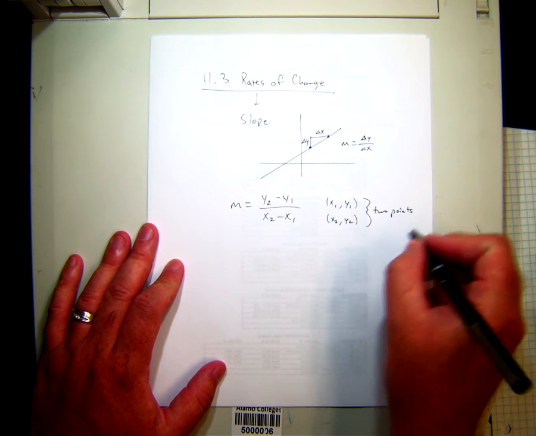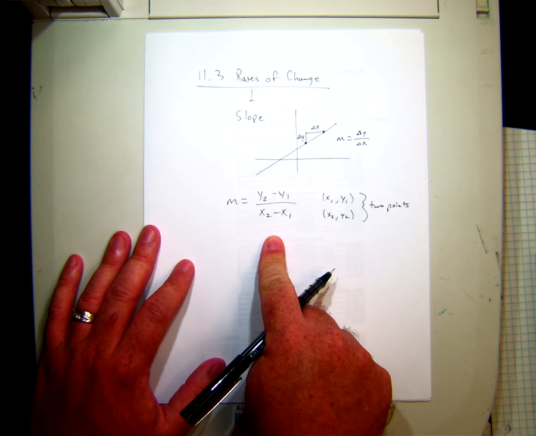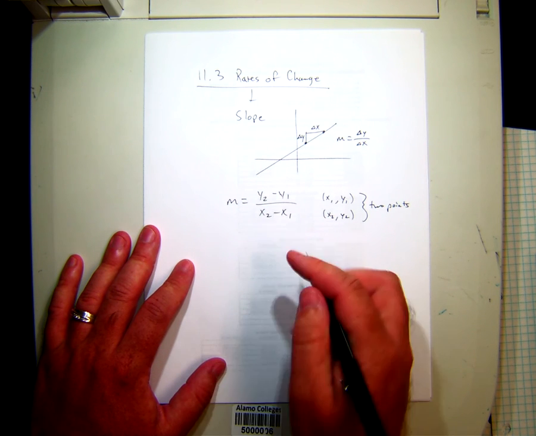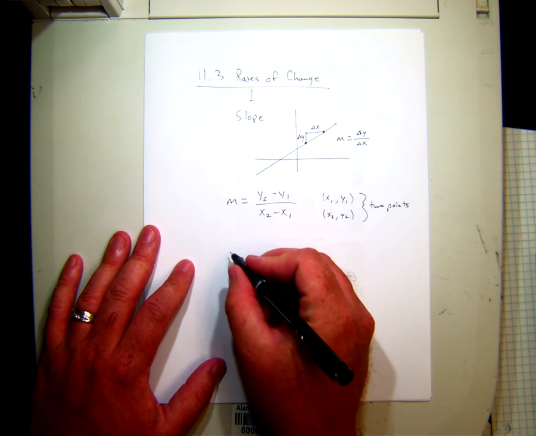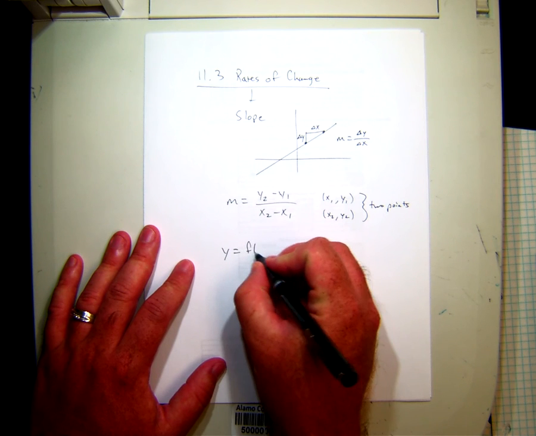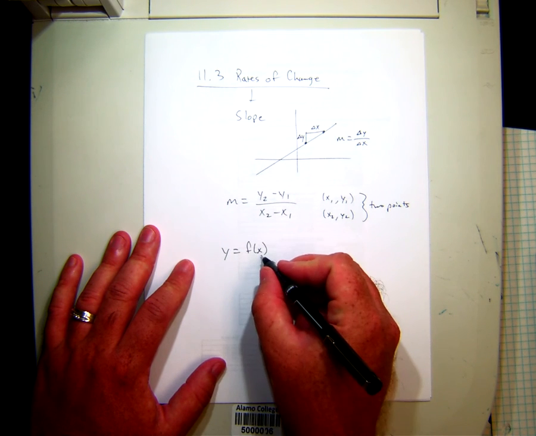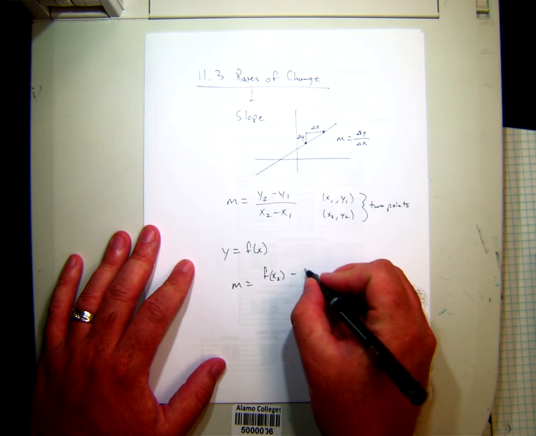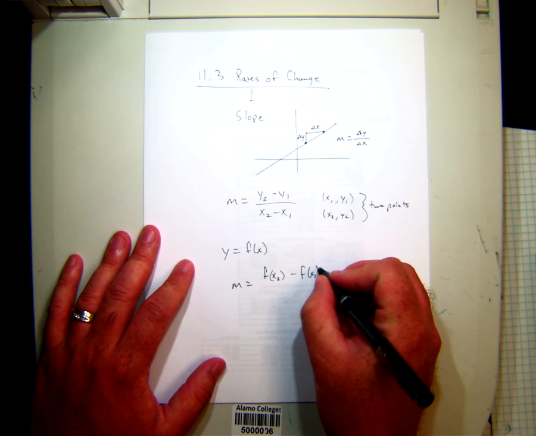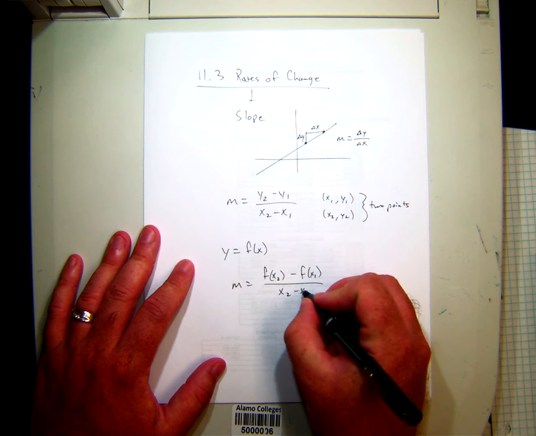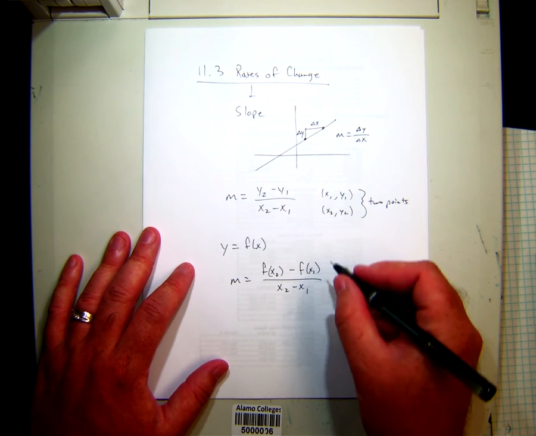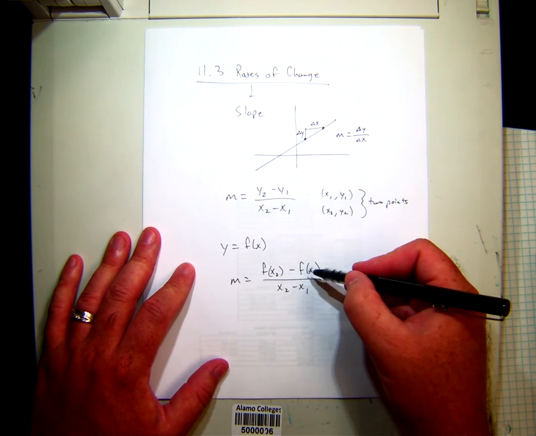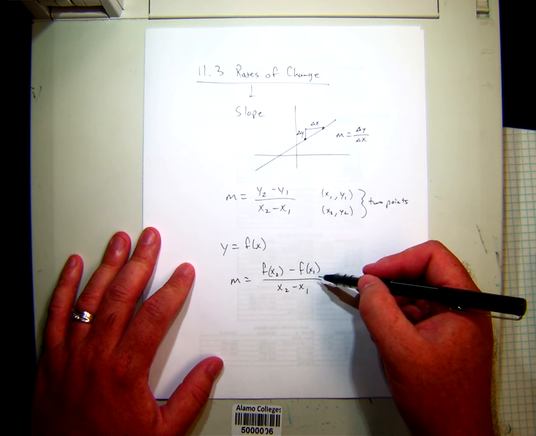Now we're going to describe this a little differently, but it's going to be the same concept. So instead of using this notation, what I want to do is call y f of x, and now you have this, f of x2 minus f of x1 all over x2 minus x1. That's another way to write slope. It's the same thing. I just wrote it using function notation.